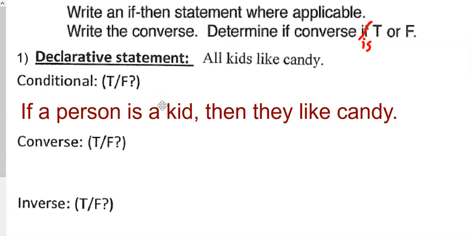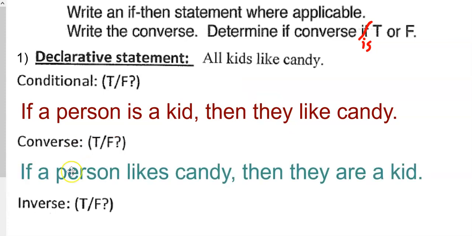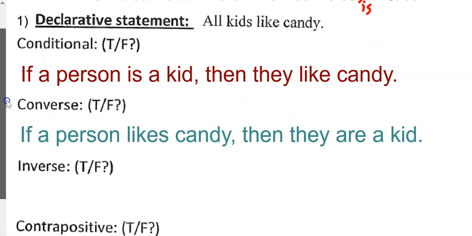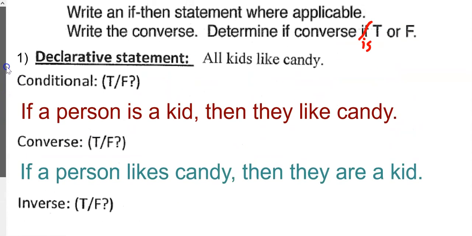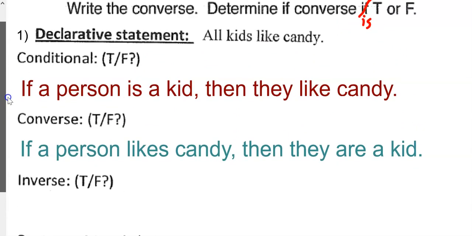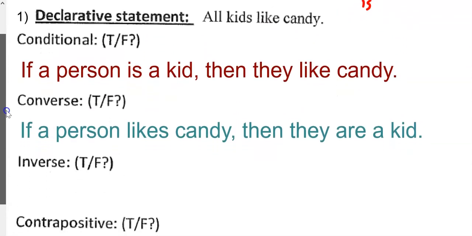The converse is actually, again, flipping the hypothesis and the conclusion. So it would be, if a person, again, don't put they, if a person likes candy, then they are a kid. Okay, so again, get that noun in there. And the directions here are a little off. I actually want you to do the inverse and the contrapositive as well and determine the true or false of all these statements.